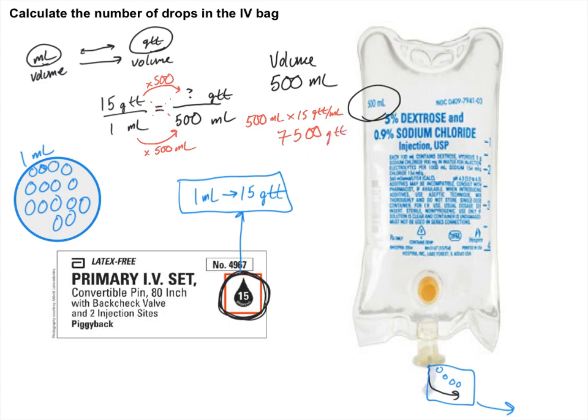There are going to be 7,500 drops in this bag. I hope that makes sense, because if we think about the milliliters that are floating around, there are 500 of them, and each one is going to be broken into 15 drops. Then I know it's just going to be 500 mLs times 15 drops per mL, because there's going to be 15 in each. That gives me 7,500 drops. That's the total number of drops that are in this bag.